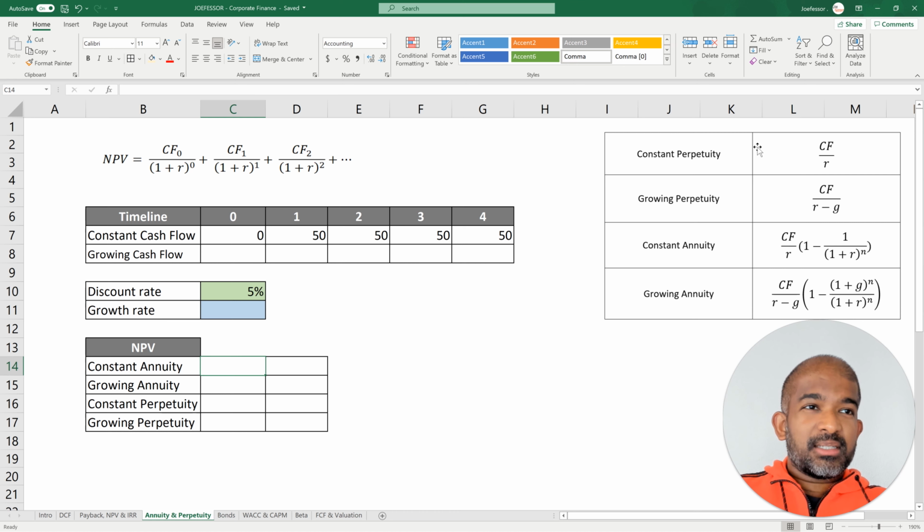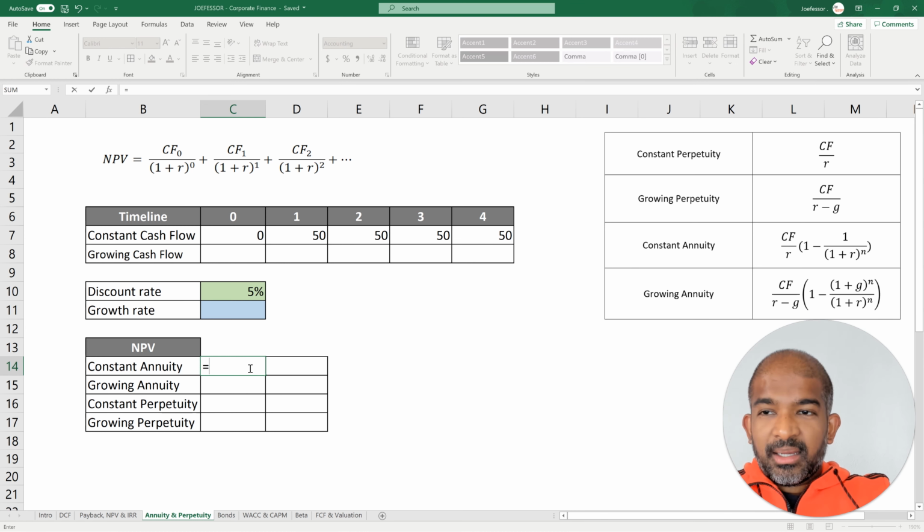I've given for reference the formula on the right side here, how to calculate the net present value for perpetuities and annuities. We are going to use the formula and do it, but I'm also going to show you the alternate method of how to use just the NPV function and achieve the same results you get here. So for a constant cash flow of $50 every year, how do I find the NPV of the annuity? I'm going to use the formula which I've written there. So I'm going to take the cash flow.